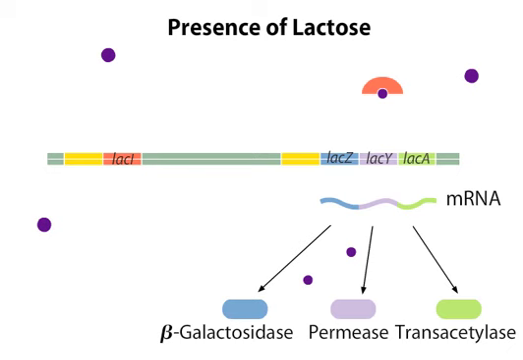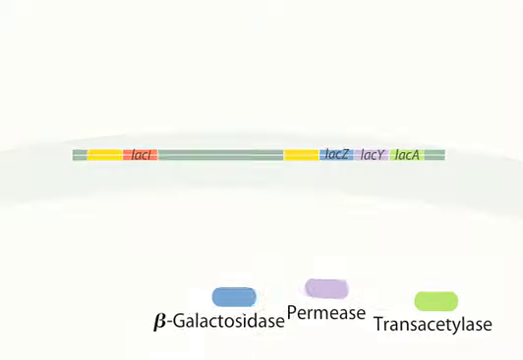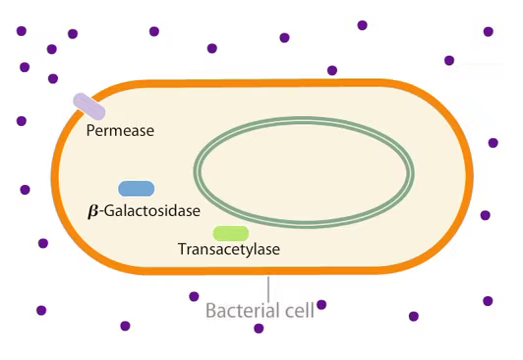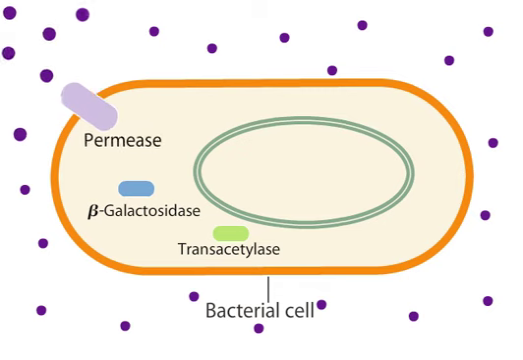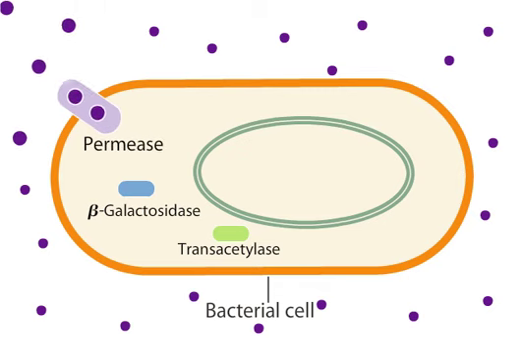Lactose is a carbohydrate found in milk. It can be metabolized by E. coli bacteria that reside in the mammalian gut. Because lactose is too large to diffuse across the bacterial membrane, it must be actively transported into the cell by permease, encoded by the Lac-Y gene of the Lac Operon.